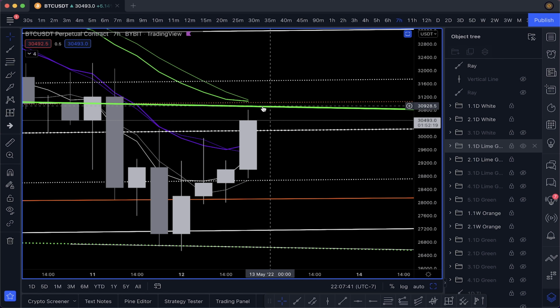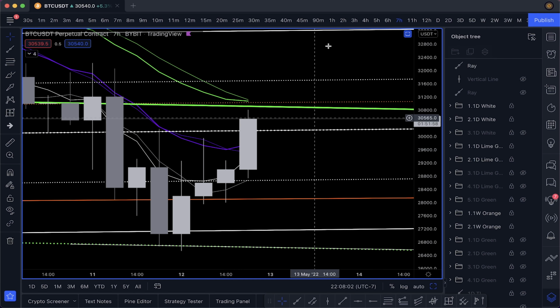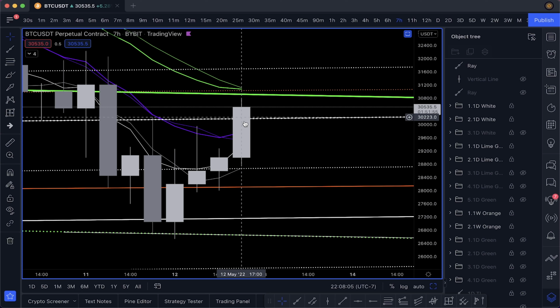Why? You have a major channel, which we talked about earlier. This is the top line of a major channel. You have your 21 EMA and your 21 SMA. 21 EMA still below. Wants to cross, but this is major resistance. So we may get another drop and then pump again.